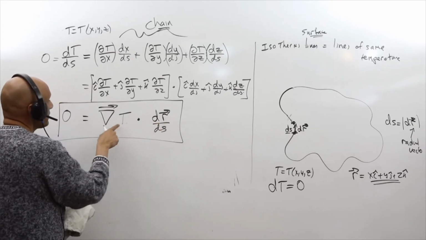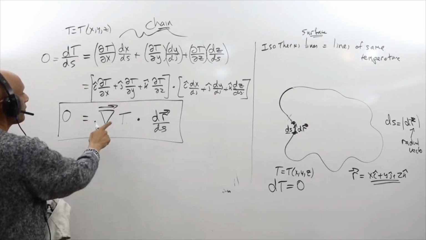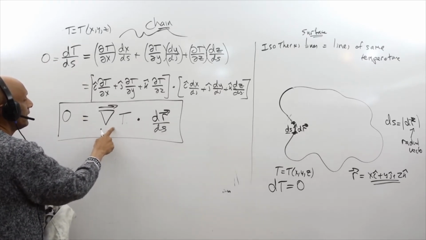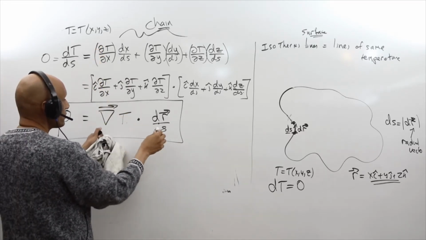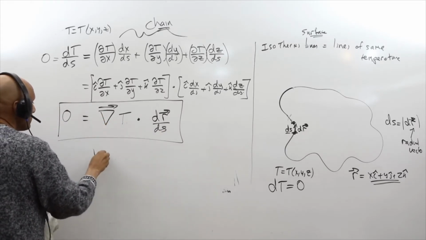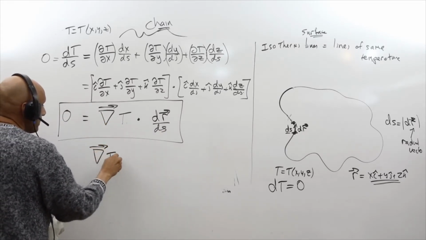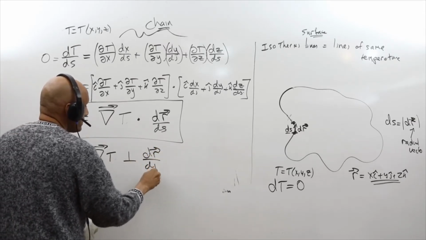And when I calculate the gradient of a temperature, temperature is a weird function x, y, z. I doubt very much that this is always going to be 0. So it's some non-zero value. So what does it mean when you have two vectors that are basically dot product? It means that the gradient of T is perpendicular to dr ds.